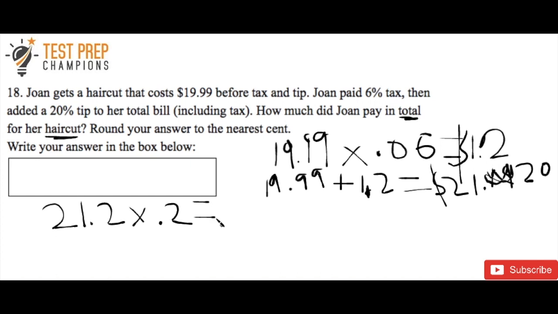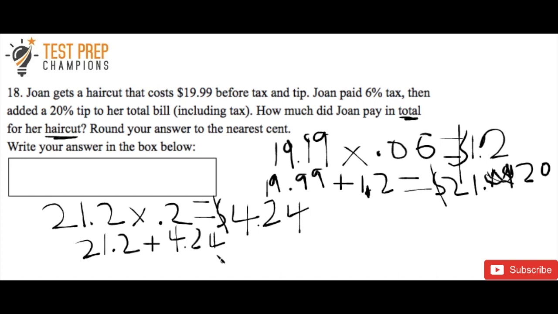So now let's put this in our calculator. 21.2 times 0.2. That equals $4.24. So the tip was $4.24. And so now we've got to take this $4.24 and we're going to add this up here. So we've got 21.2. All right. And we're going to add that to 4.24. Okay. And this is going to equal 21.2 plus 4.24. That equals 25.44.